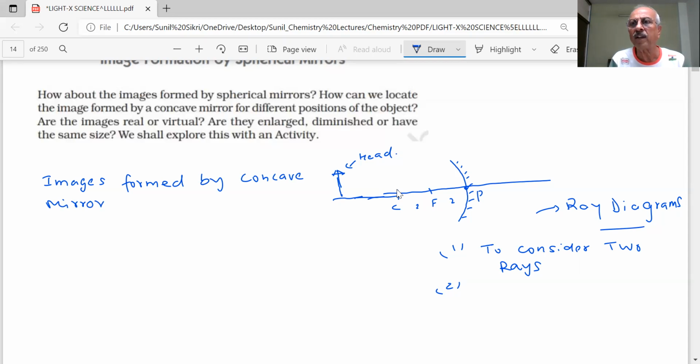From each point, there are an infinite number of rays. But how many will we consider? We are going to consider, students, 2 rays. So we will use 2 rays, the 2 reflected rays. I will use 2 reflected rays.